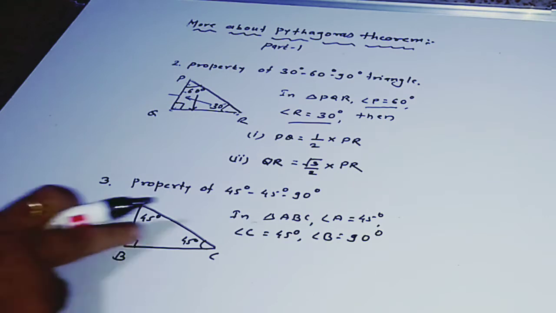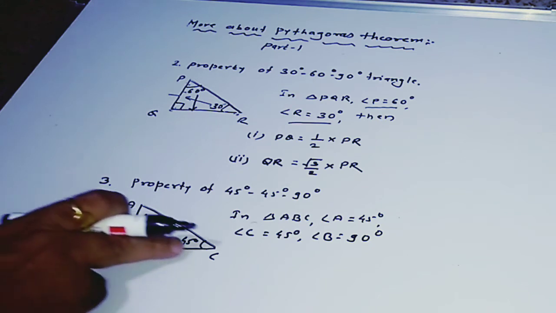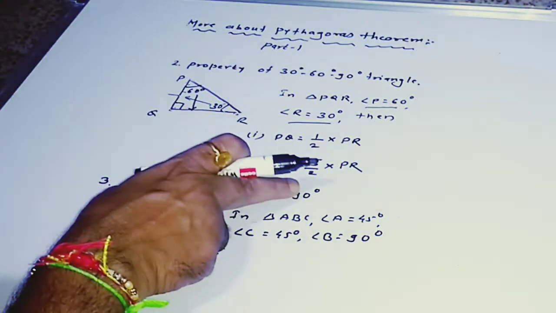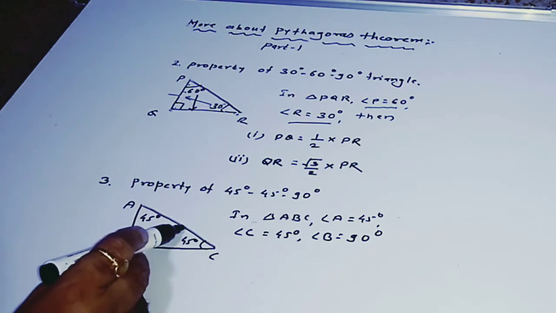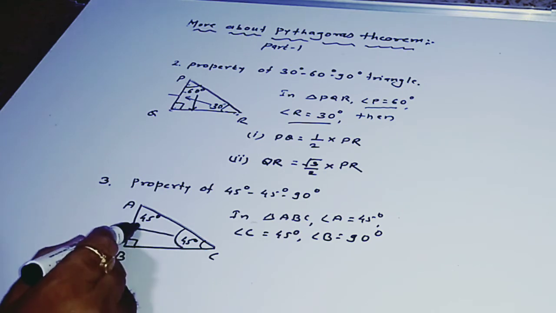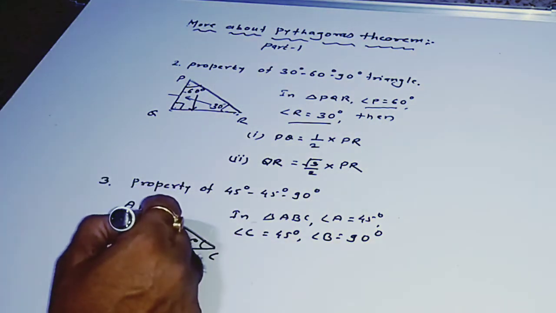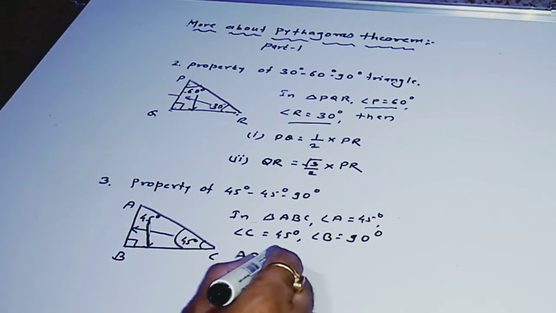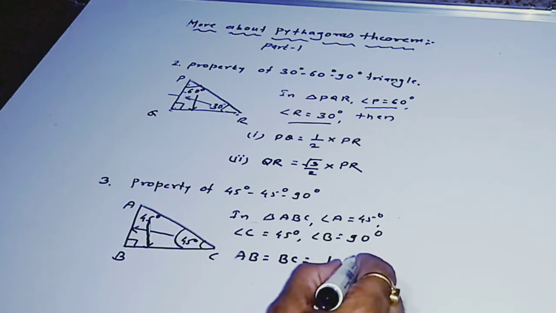So triangle ABC is what type? It is a 45, 45 and 90 degree triangle. Then the side opposite to 45 degree, suppose this is 45 degree, is AB. And the side opposite to angle A, which is 45 as we have given, is BC. So then AB is equal to BC, which is 1 by root 2 into AC.